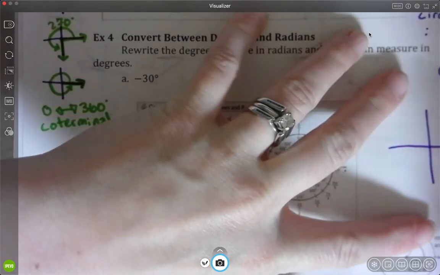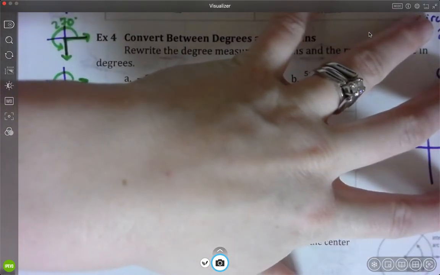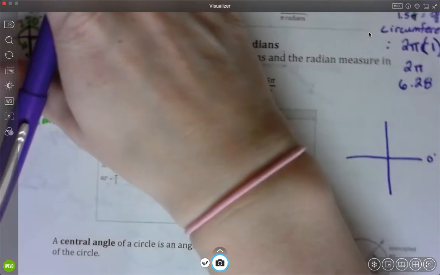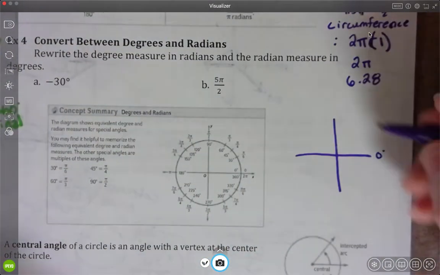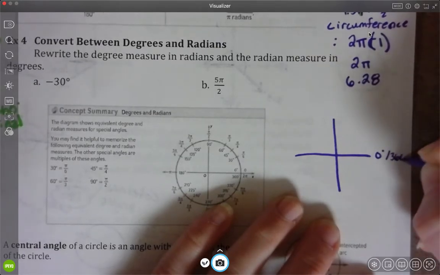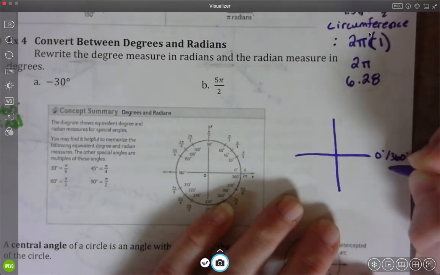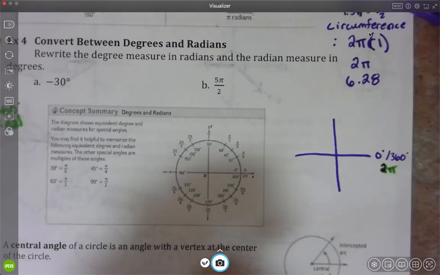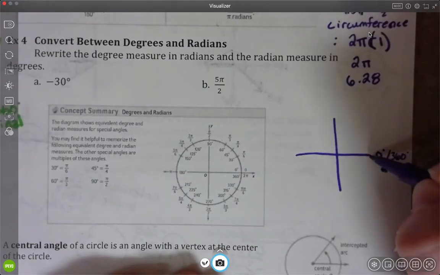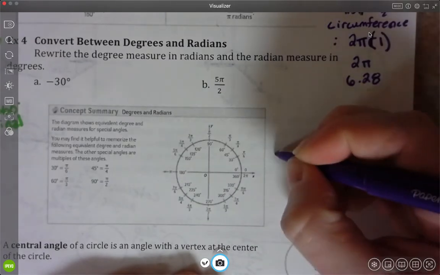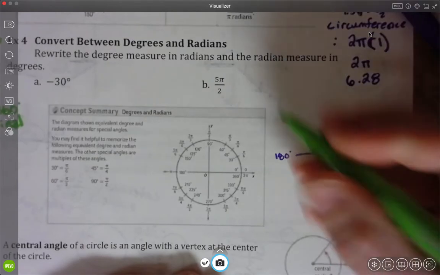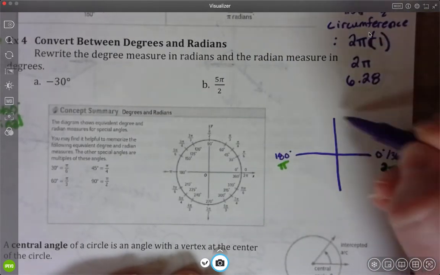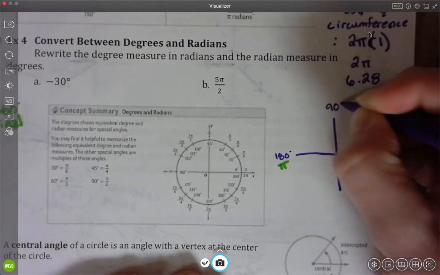So I have 0 degrees. We'll fill this in without any of the mushy stuff. 0 degrees or 360 degrees, that's the equivalent of 2 pi. Let me put that in a different color, 2 pi. That's how many radians that would be. If I'm going from here around to here, that would be 180 degrees, or just 1 pi. If I'm going just 90 degrees, that's half of a pi, or pi over 2.